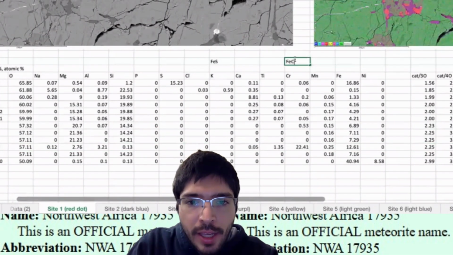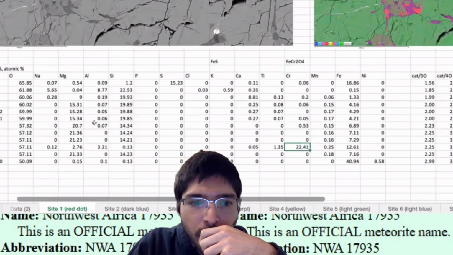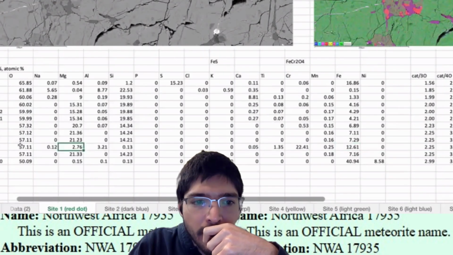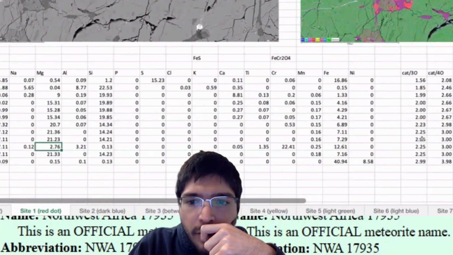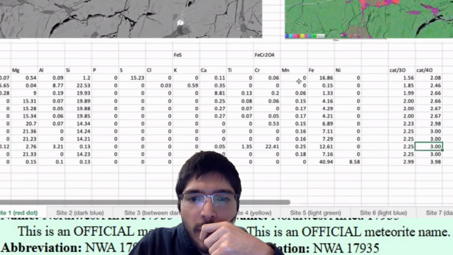You get FeCr2O4. And so if you look at the proportions, if you add chromium and aluminum together, that should equal twice the amount of iron and magnesium together. And then there'd be 4 oxygen per that. So your total cation sum should be about 3. And that's what we see right here. So we have a pretty nice chromite.